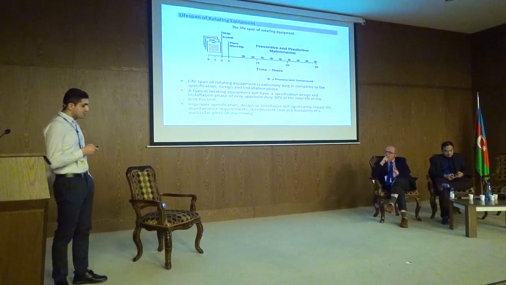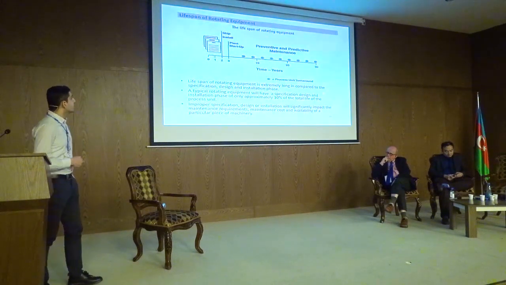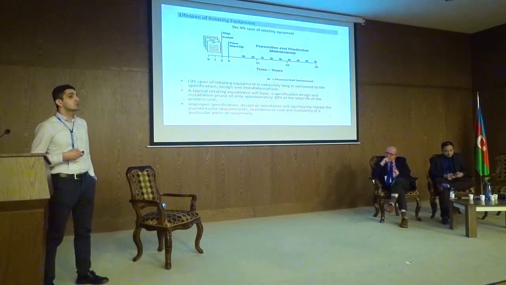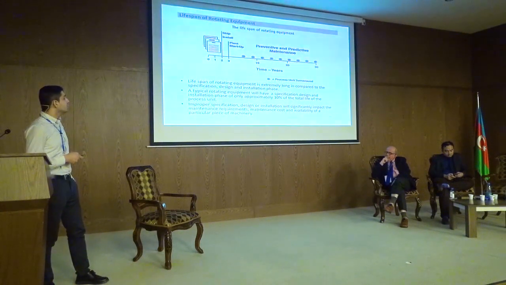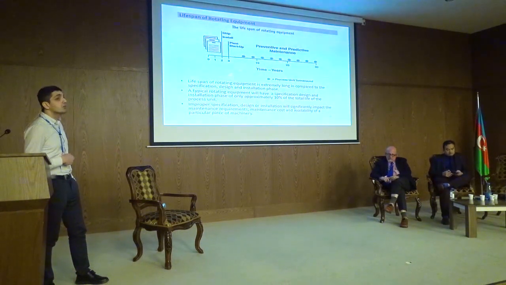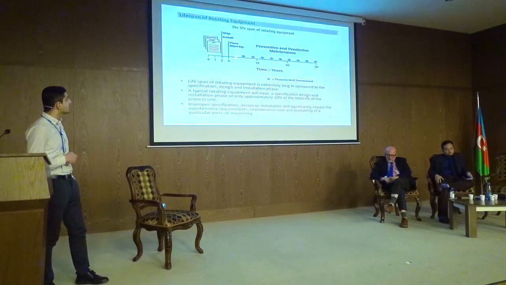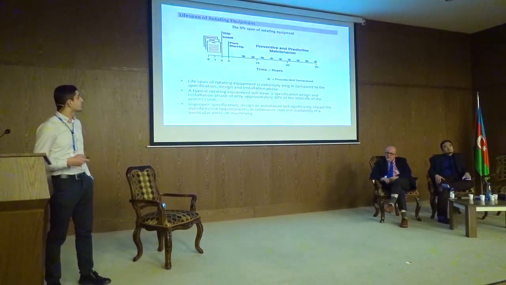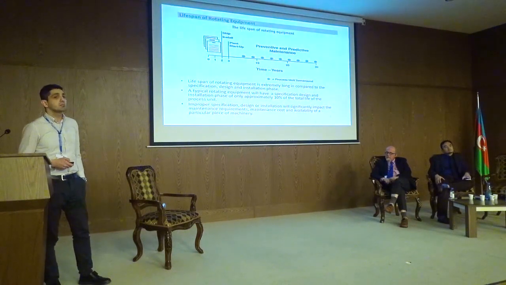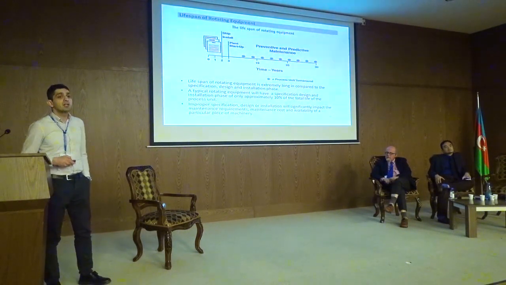If we look at the lifespan of rotating equipment, typically it's 30 years, and only the first 3 years are about design, manufacturing, commissioning, and performance tests. The remaining 27 years, or 90% of the life cycle of a rotating machinery, is about operation and maintenance.